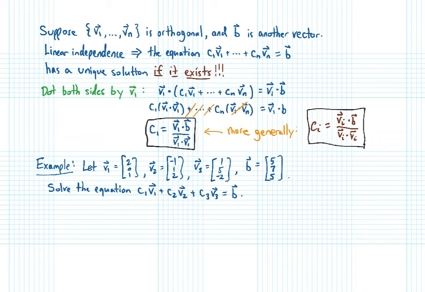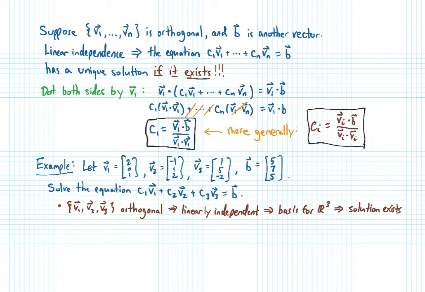So let's look at an example of this. Let's say you have these vectors, v1, v2, v3, and then a vector b that's given. You'll notice that this v1, v2, v3 are the same vectors that we looked at in the previous slide, which we saw were orthogonal to each other. So once we observe that they're orthogonal, that tells us that they're linearly independent. And then because they're three linearly independent vectors in R3, we know that they're going to be a basis for R3.